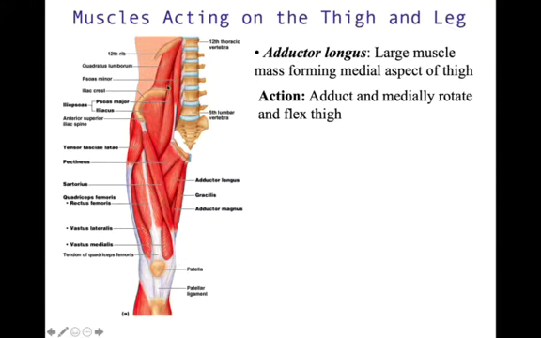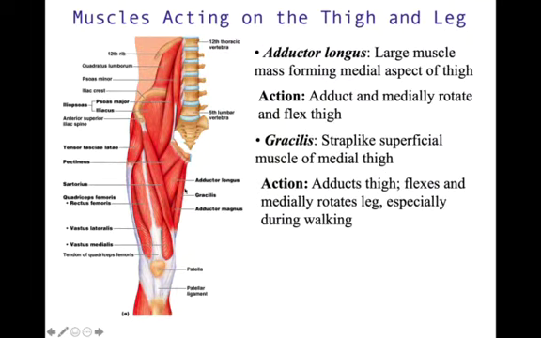Now we're going to talk about the muscles in the pubic region. There are 3 muscles that we're going to talk about here. One of them is the adductor longus. Its name tells you what it does: it's going to adduct the thigh. Adduct means bringing it towards the midline. It also medially rotates and flexes the thigh.